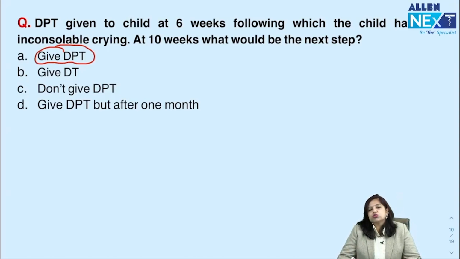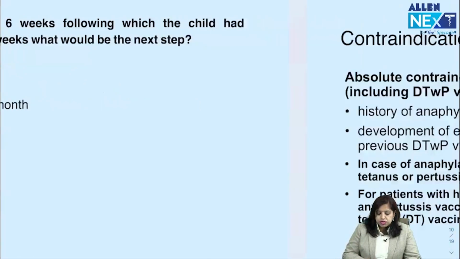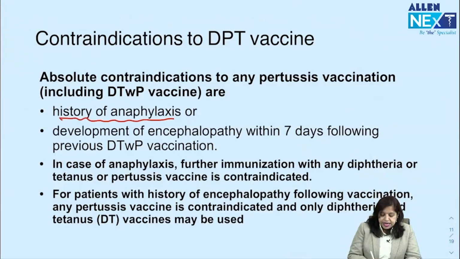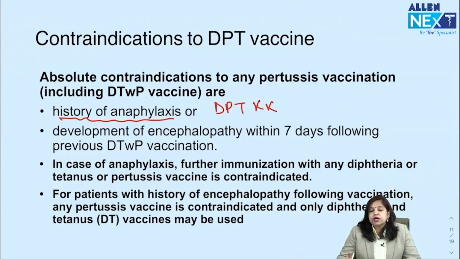So there is no option of not giving DPT. You will continue with whole cell DPT. It is not a contraindication. So obviously the next question which arises is, ma'am, what are the contraindications? So there are two main contraindications. One is if the child has a history of anaphylaxis, then definitely next time DPT is not to be given. This has to be kept in mind.